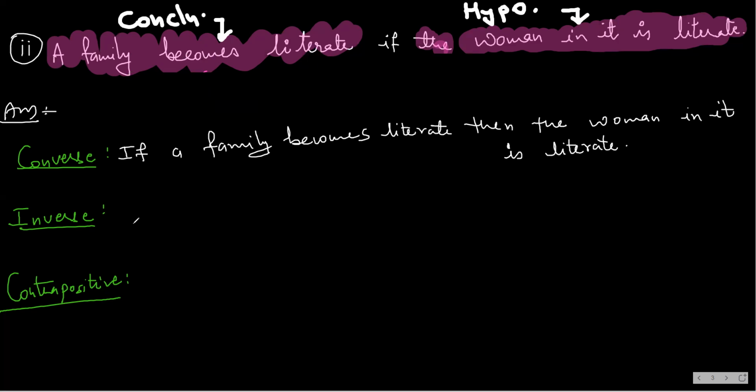Now I have to write inverse. In inverse, what you do? You will write negation of hypothesis and negation of conclusion. So it will be if the woman, okay, you do not change the role. What is hypothesis in the given implication will remain the hypothesis. What is conclusion will remain the conclusion. You only negate those. You negate.